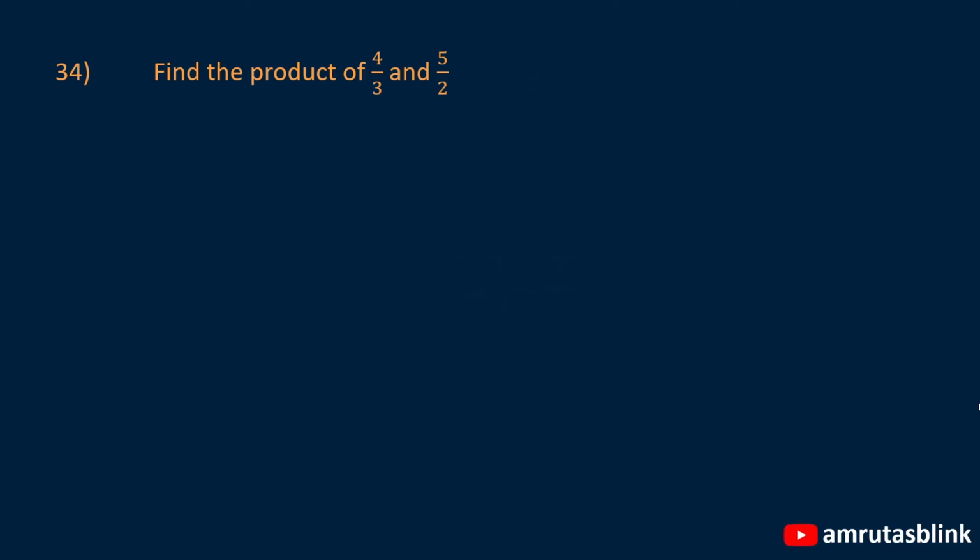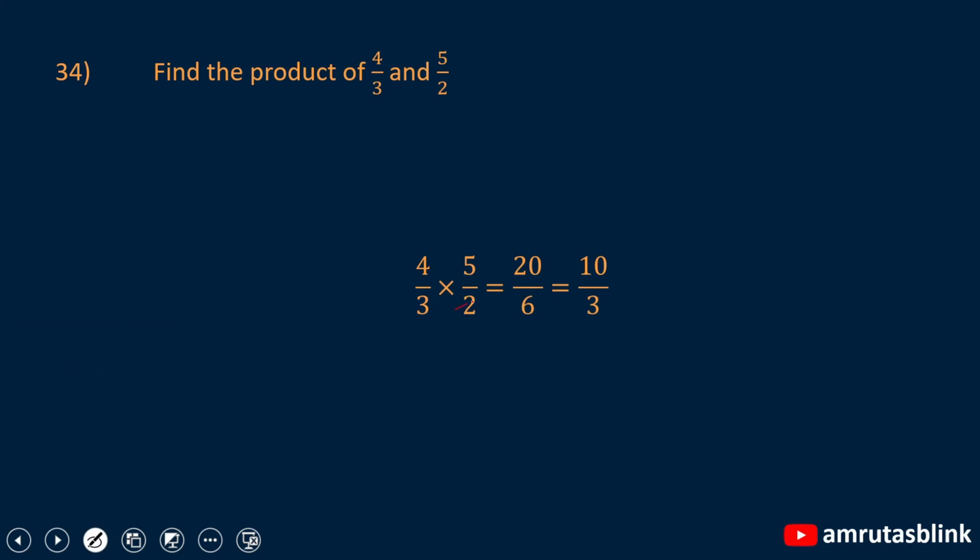Find the product of 4 by 3 and 5 by 2. Now 4 by 3 into 5 by 2. Now here a small simplification is possible. So 2 1s are 2 and 2 2s are 4. So we can have 5 2s are 10 and 3 1s are 3. Or else you can do the complete multiplication and then convert that fraction to its simplest form. Both ways are possible. So directly you can have 2 into 5 is equal to 10 and 3 into 1 is equal to 3, or 4 into 5 is 20, 3 into 2 is 6. So 20 by 6 is equal to 10 upon 3.